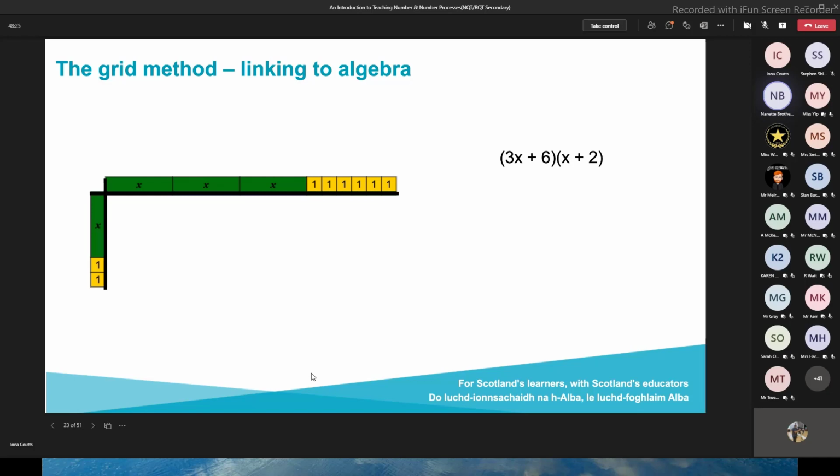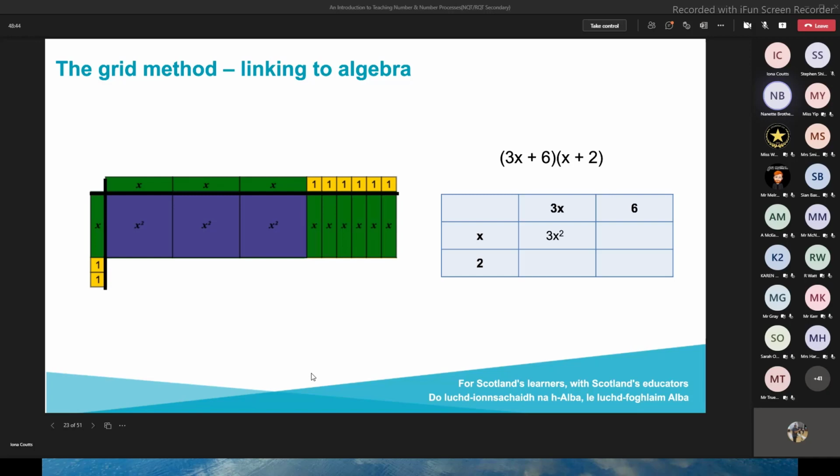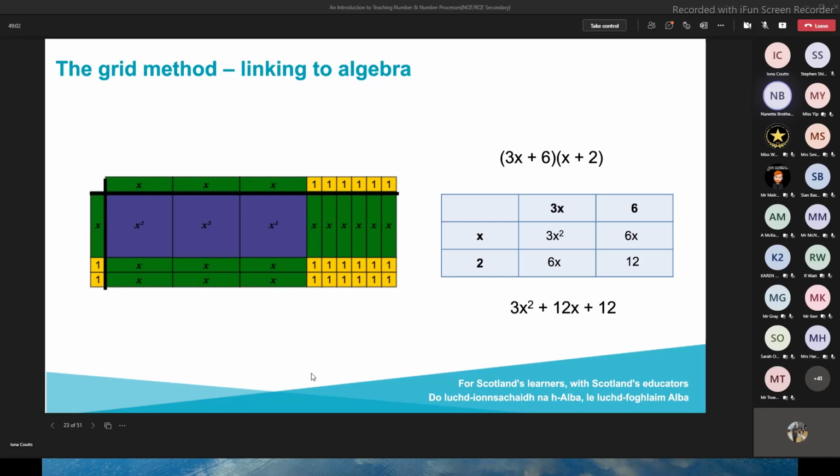The product in this case can be modelled using Algebra Tiles or digital representations of Algebra Tiles. So again, we've got the x multiplied by each of the 3 x's, gives us our 3x squared. We've got the x multiplied by each of our 1s, gives us a 6x. We've got our 2 multiplied by our 3 x's, gives us another 6x. And our final, we've got our 2 multiplied by our 6 1s, gives us 12. Building up to give us our final solution of 3x squared plus 12x plus 12.